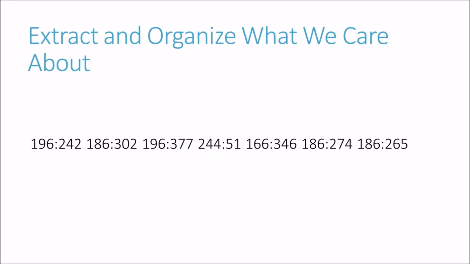In this case, the output from our source data after the mapping phase is complete is simply a bunch of key value pairs where each key is a user ID and each value is a movie ID. So after the mapper runs, MapReduce will know that user ID 186 watched movie 242, 186 watched 302, 196 came back again and watched movie 377, user 244 watched movie 51, and so on and so forth.